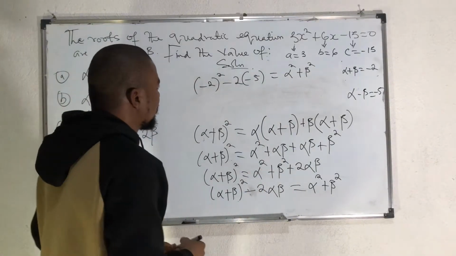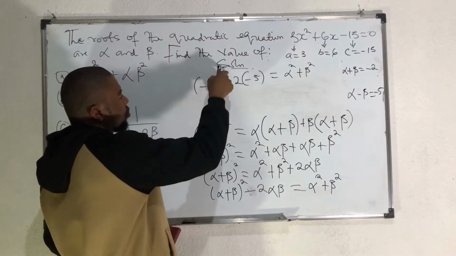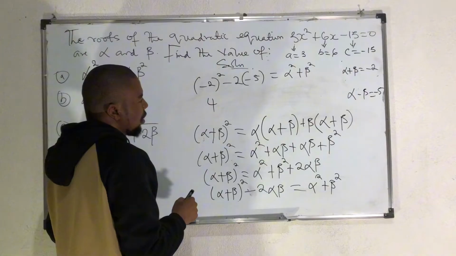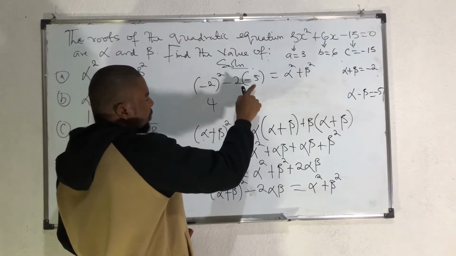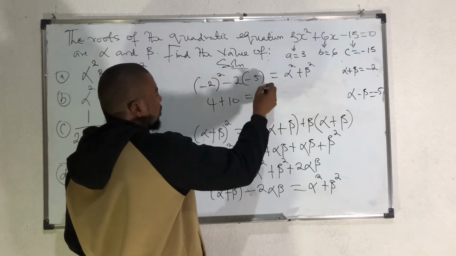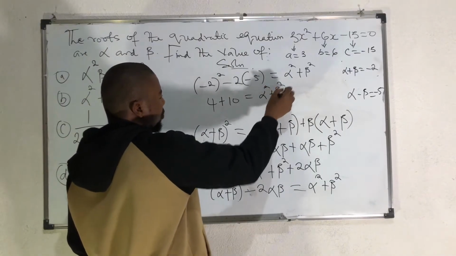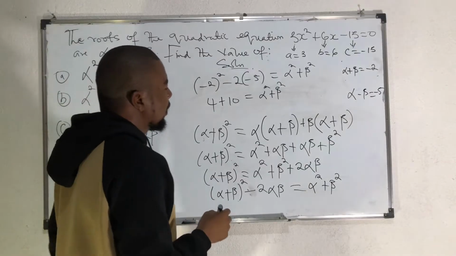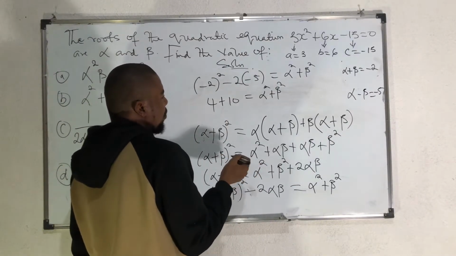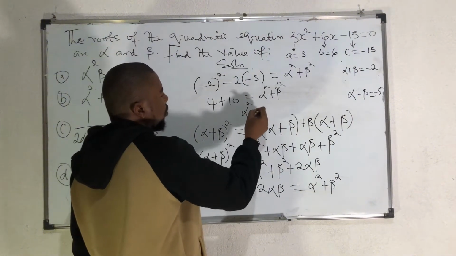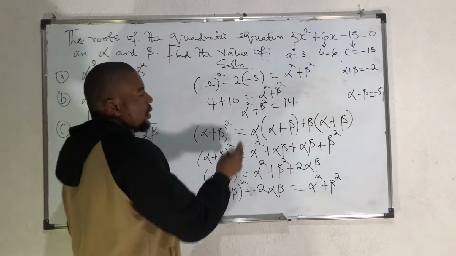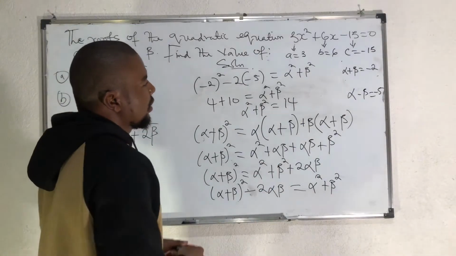Okay, now let's simplify. Negative 2 squared will give you a positive 4. Negative 2 times negative 5 will give you a positive 10. This is equal to alpha squared plus beta squared. Now finally, 4 plus 10 will give you 14. Therefore, alpha squared plus beta squared is equal to 14. This is the solution. This is not really difficult.